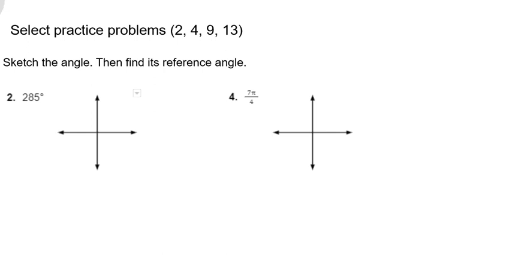All right, here is the highly touted homework help video, usually the most views of any of the videos I make. So today we're going to go over problems 2, 4, 9, and 13 from the practice sheet. Two of them are just finding reference angles, and then the other two, 9 and 13, are finding the exact trig values. So let's sketch these angles and find the reference angles first.